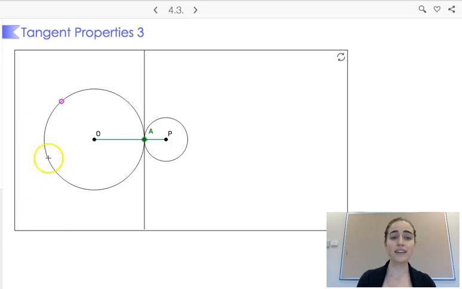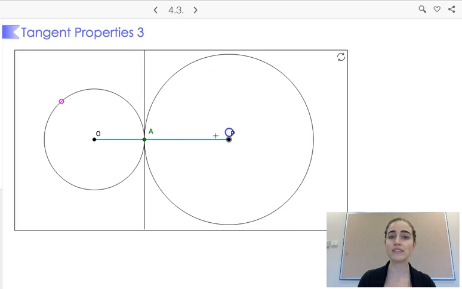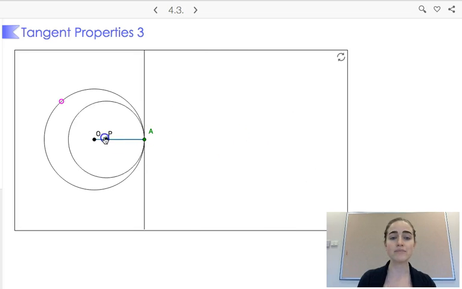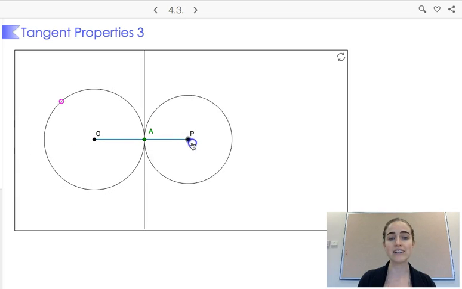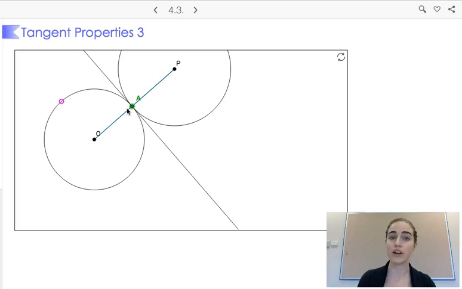So what that looks like, here we've got our big circle and our little circle. We've joined O and P, and this point A is the point of contact. And you can see that this interval passes exactly through that point. So it doesn't matter how big our circles are, that's still going to hold. And it doesn't matter if one circle is inside the other circle. It's always going to pass through that point of contact.